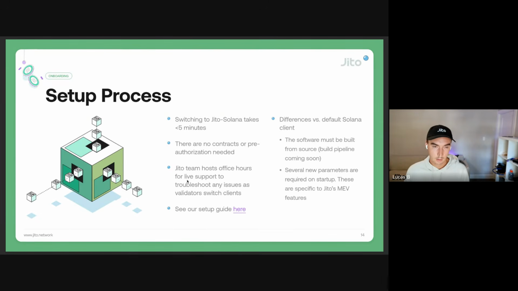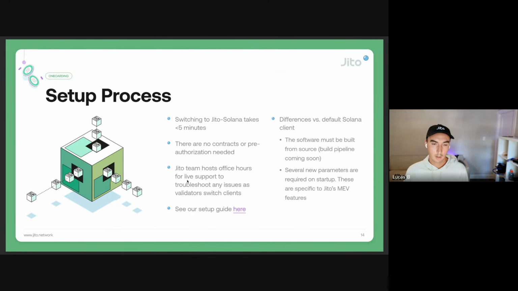The code's open source. There are no contracts or pre-authorization needed for running the validator. Essentially what happens is there's authentication on the block engine side and the relayer side for connecting to them. We can look at the leader schedule and do a challenge-response thing where we authenticate the validators on the leader schedule. So we're only letting people on the leader schedule connect to receive bundles. Yeah, it takes less than 5 or 10 minutes.